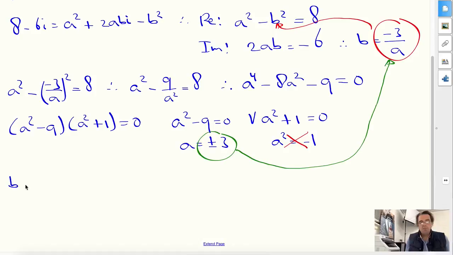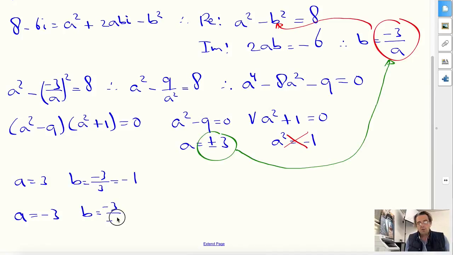So b, oh wait a minute, I have to choose a first. If a is a positive 3, then b is negative 3 over 3, which is negative 1. If a is negative 3, then b is negative 3 over negative 3, which is 1. So z is either 3 - i, or z is negative 3 + i.